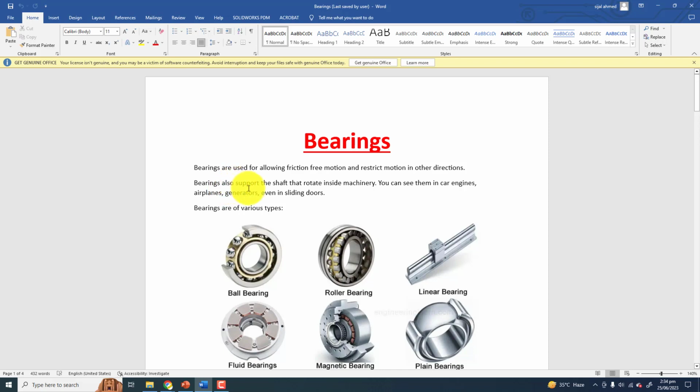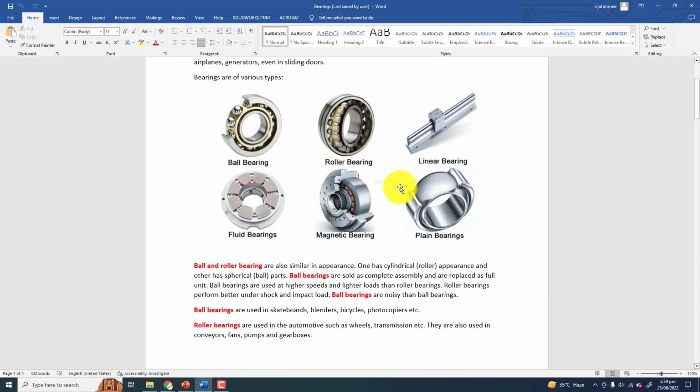Definitely, the bearing is moving from the inside. The outside is stationary in most cases, and the inside is moving with the shaft. You can see examples of bearings in car engines, airplanes, generators, even in the sliding doors in your home. Bearings are of various types, but the common ones you have heard of are the ball bearing, the roller bearing, and the plain bearing, also known as the general bearing.